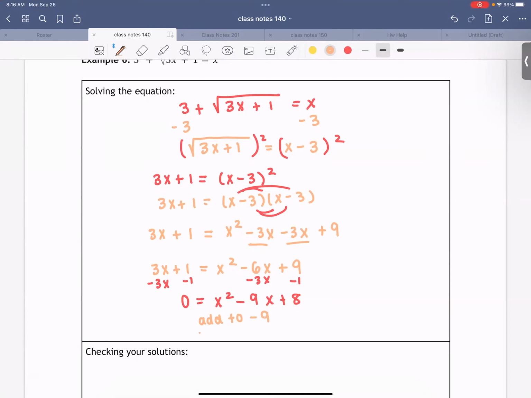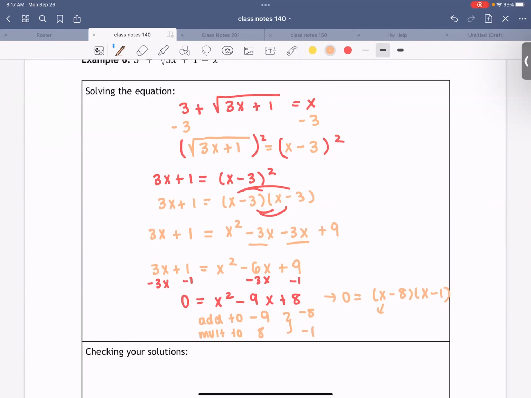-9, good. And multiply to 8, good. Okay. What two numbers do this? -8, -1, good. Now, because this isn't a funky quadratic, which means in my head, there's something in front of the x squared. There's nothing in front of the x squared right now. Why don't we just stick our factors into the fully factored form? So this is x minus 8 times x minus 1. Okay, that was pretty easy to factor for me.